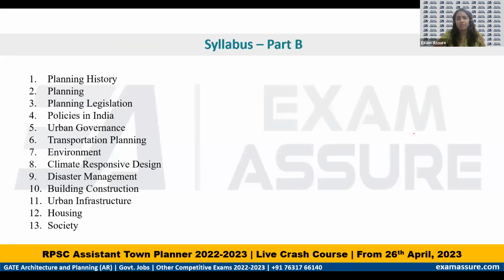Now, as far as part B of the syllabus is concerned, what our team at Exam Assure has done is divide the syllabus into different subheads or subtopics. This has been done primarily to help you better categorize and structure your study in a proper manner. So the whole syllabus roughly can be divided into 13 subparts for part B, like planning, planning history, legislation, policies, urban governance, transportation, building construction, and so on and so forth.